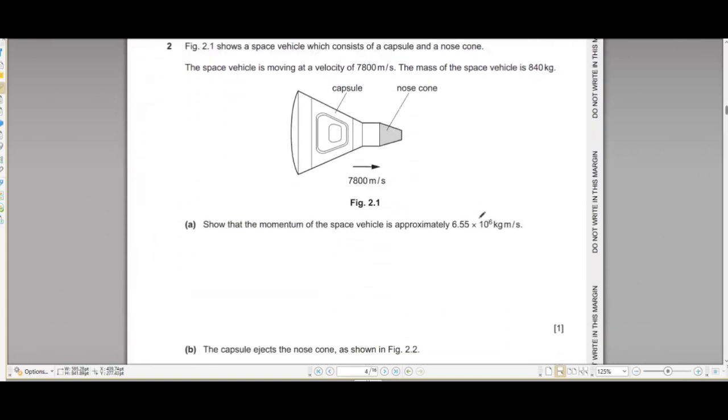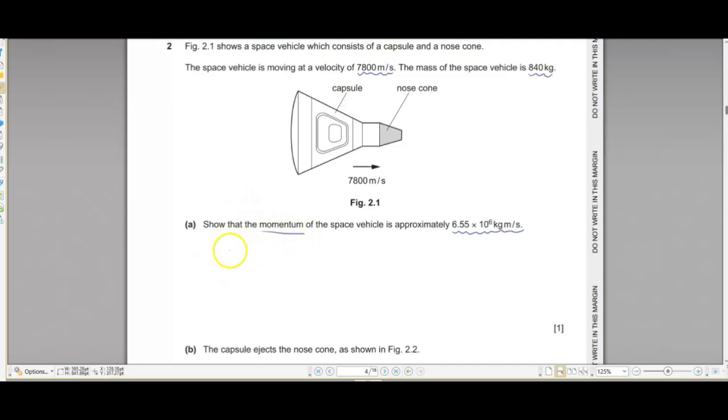Okay, moving on to question number 2. The space vehicle is moving at a velocity of 7,800 meters per second. The mass of the space vehicle is 840 kg. Show that the momentum of the space vehicle is approximately 6.55 × 10^6 kg m/s. Okay, we've got to find the momentum.